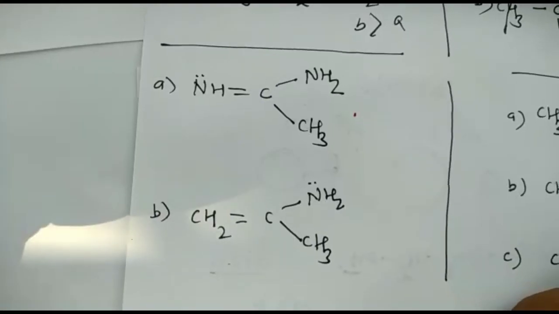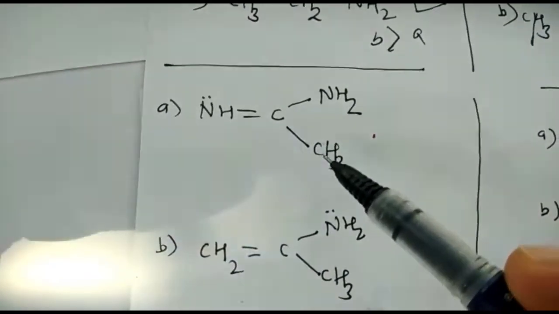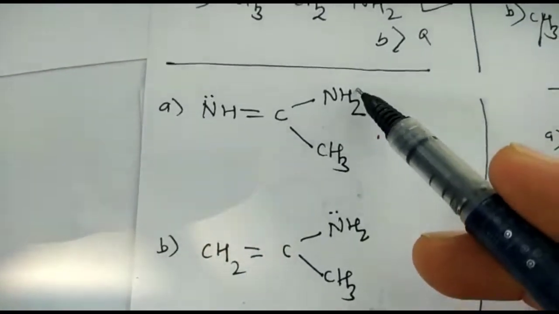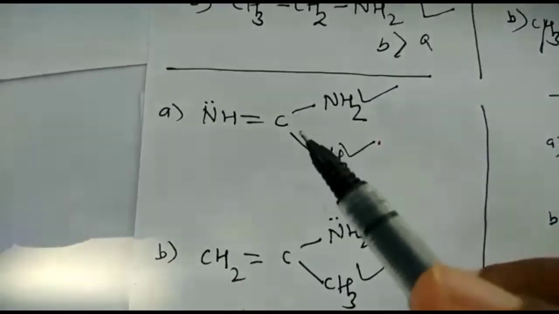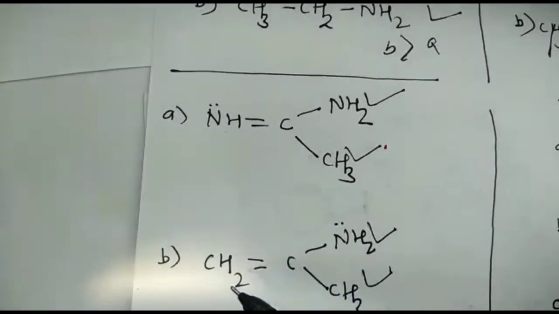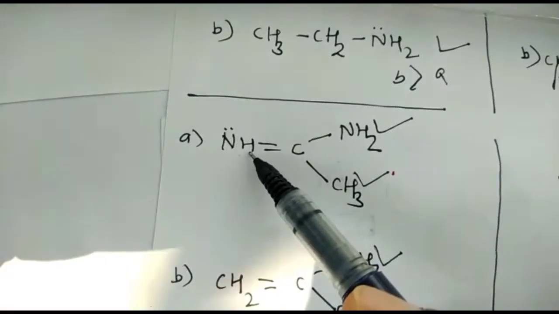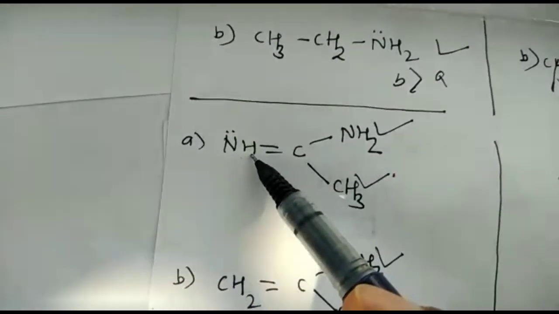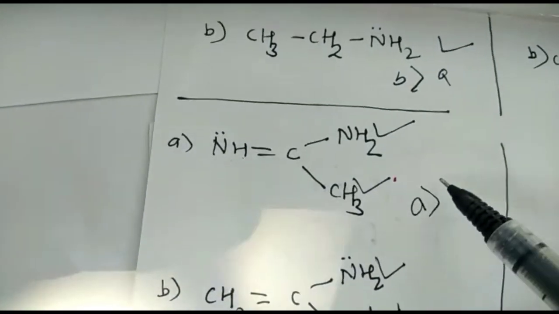Next, see the next example. Among A and B, which one is more basic in nature? Here is NH2, here is NH2, here is CH3, here is CH3, but here is NH and here is CH2. More electron density is here, so it can give the lone pair of electrons easily. So A is more basic as compared to B.